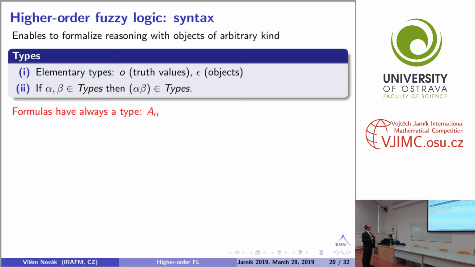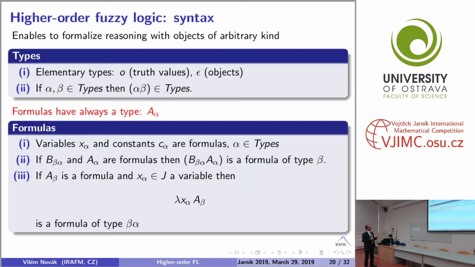Formulas have always a type. So if A is a formula and alpha is a type, then A alpha is a formula of type alpha. And if, for example, we have A alpha and A beta, it should be understood as two different formulas. So type is uniquely assigned to any formula. And then this is an iterative definition of how formulas are defined.